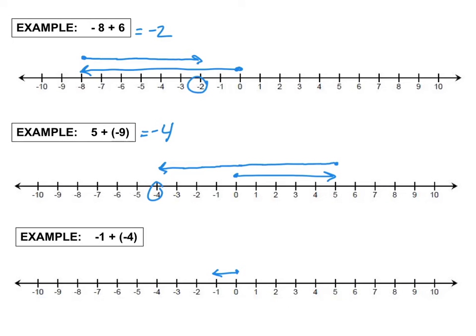So I'm going to add, starting at negative 1, 1, 2, 3, 4 to the negative, and I end up at negative 5. So negative 1 plus negative 4 is negative 5.